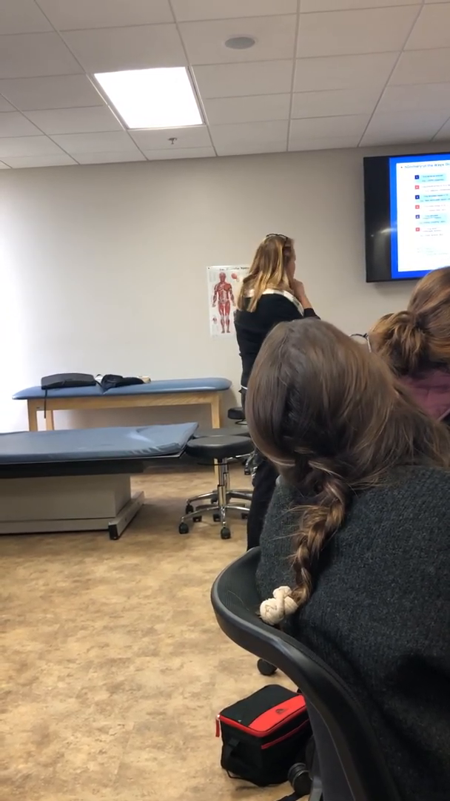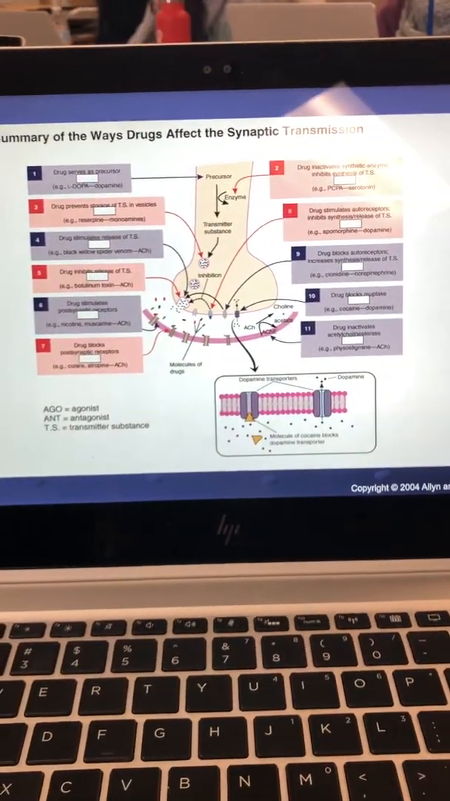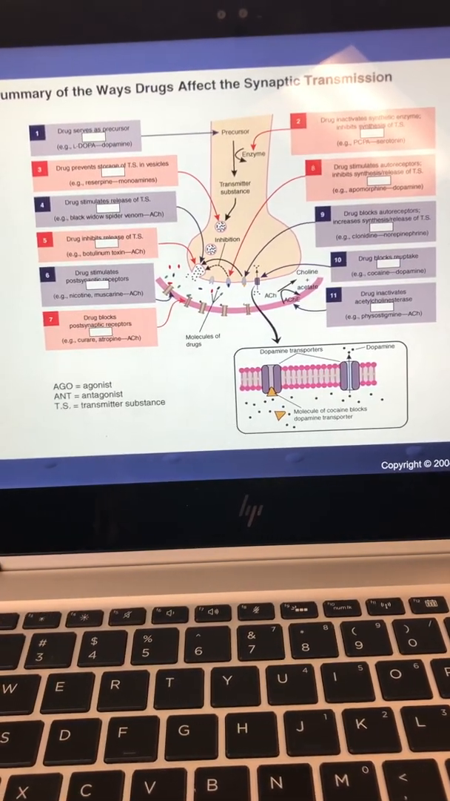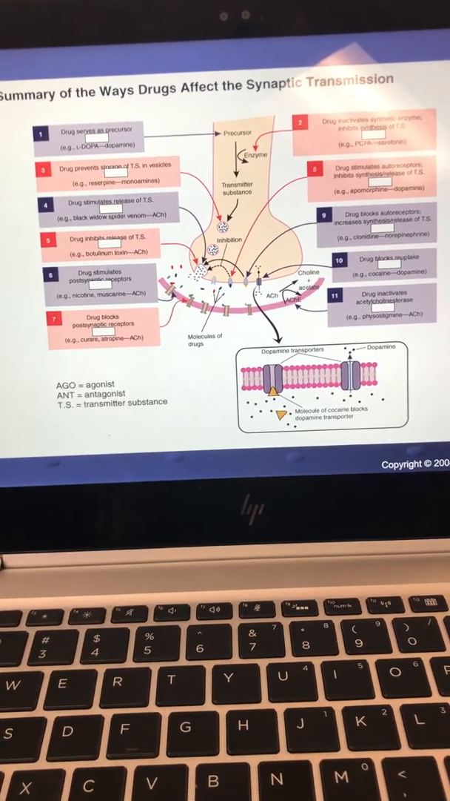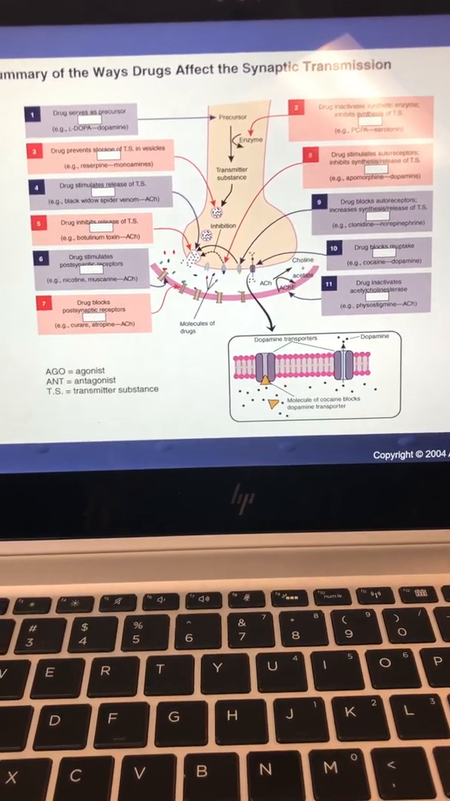So what about 10? Do we go with 10? Do 10. Alright, so 10, because the drug is blocking the reuptake, there's more neurotransmitter in the synapse. You got it? What is it called?